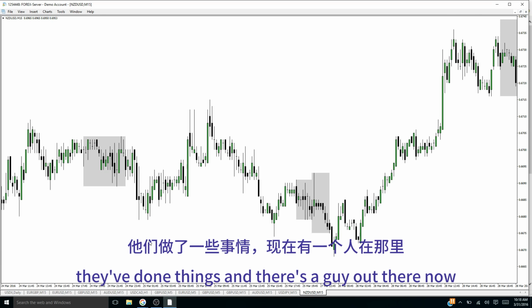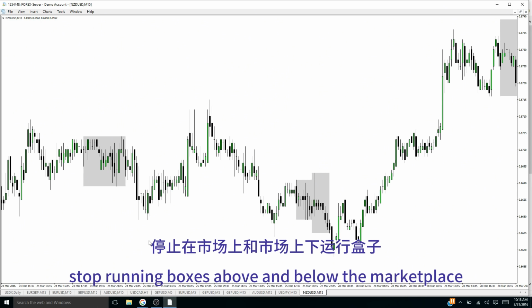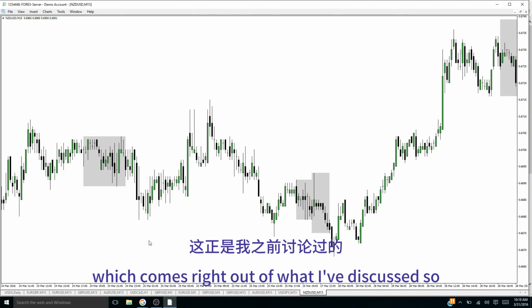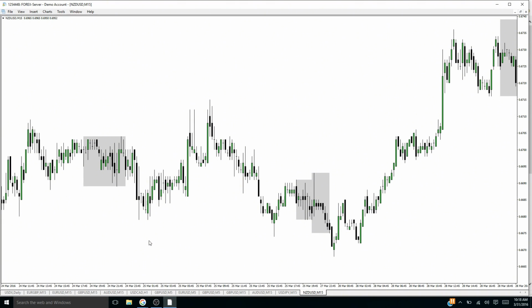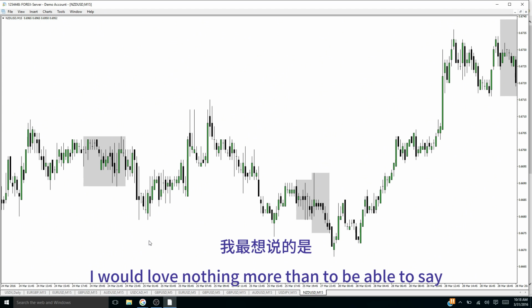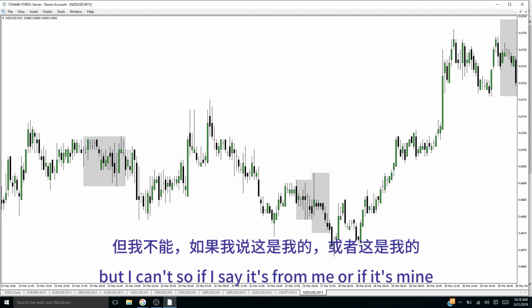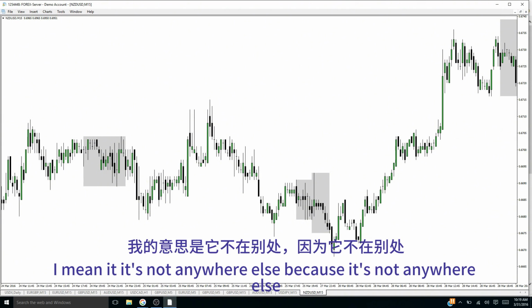They've done things, and there's a guy out there now who does the ebb and flow of the marketplace, and he has stop run boxes above and below the marketplace, which comes right out of what I discussed. So again, all I'm doing is telling you where I got it from, how I developed it. If it was somebody I could credit, I would love nothing more than to be able to say, go over here, learn from him or her or them. But I can't. So if I say it's from me, or if it's mine, I mean it. It's not anywhere else.